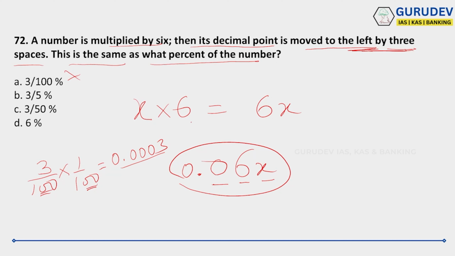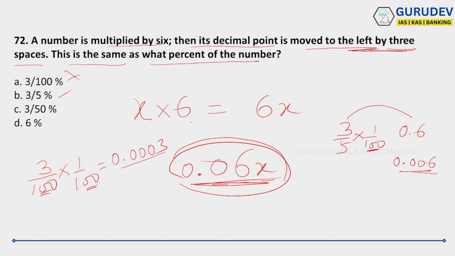If I go with option number 2, option number 2 is 3 by 5 percentage. This percentage can be written as divided by 100. What is 3 by 5? 3 by 5 is nothing but 0.6. We have 2 zeros over here in the denominator, so I can write this as 0.006. Again, 2 decimals will be going over here. If you match this with the solution we got, option number 2 will be the right answer.